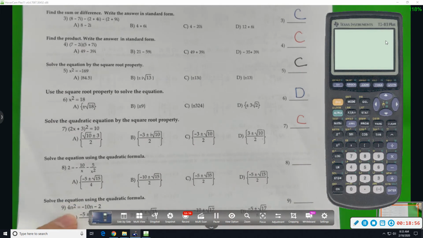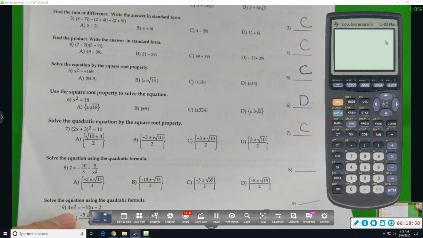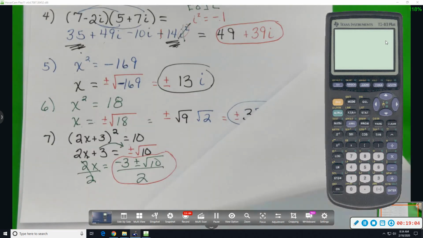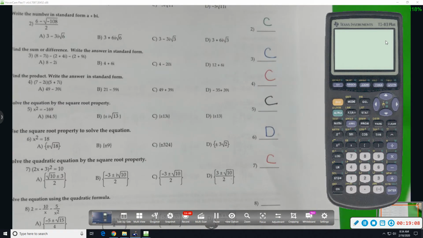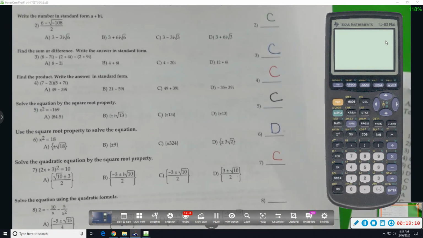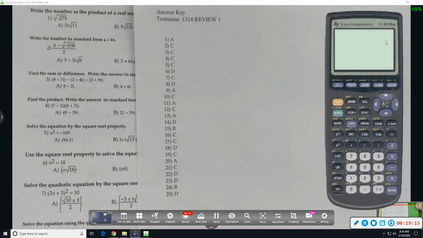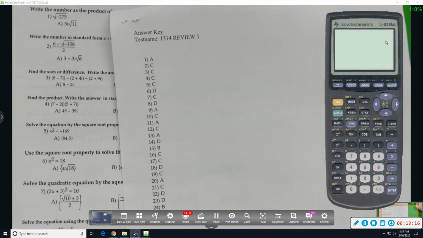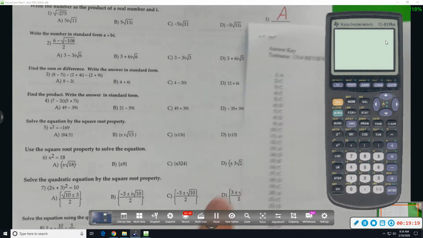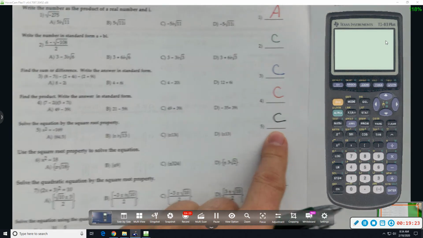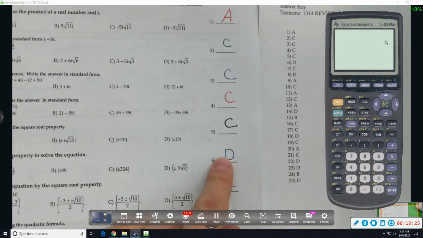By the way, I remember one time a student told me at the end of the semester, I never asked for excuses, but he wanted to tell me why he did poorly. And he didn't know the answers to the review sheet. I was like, oh my gosh, you didn't ever look at the last page of the review sheet? That's where the answers are. A's, all those C's.